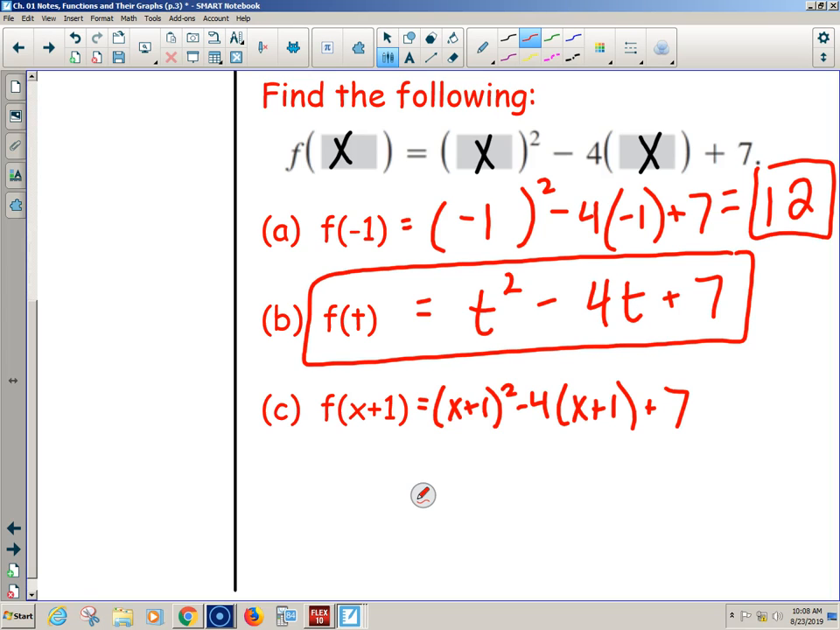First times the last. When you foil a perfect square binomial, you will get the square of the first, the square of the last, and double the first times the last.